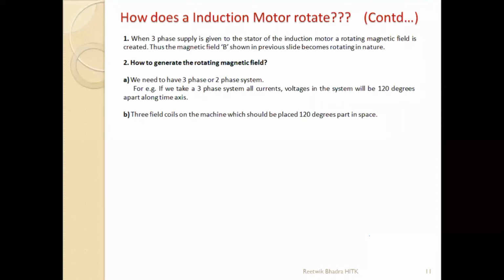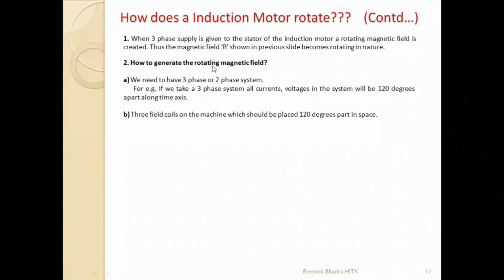Now I am telling you that the B is rotating in nature. So what is the necessary condition for generating the rotating magnetic field? There are two very necessary conditions. My first statement is: when a three-phase supply is given to the stator of the induction motor, a rotating magnetic field is created. So the field B that is created is rotating in nature. Simply think it is rotating in nature. I'll prove it in the next slides.